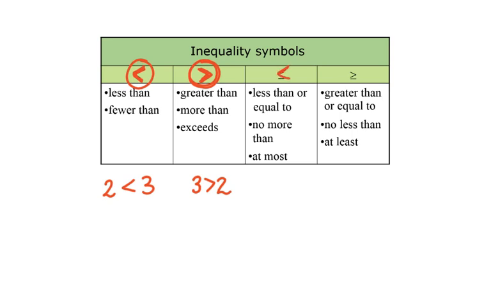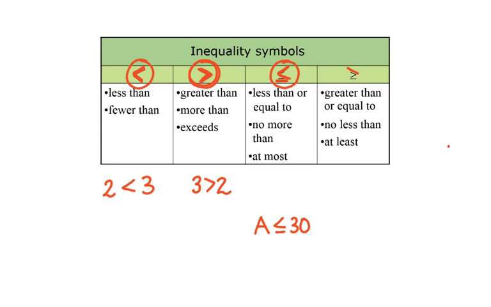If we put a line under the symbol, in this case it means less than or equal to. So I could say something like, my age is less than or equal to 30. That means either I'm 30 or I'm less than 30. It's any number that's less than or equal to 30. Another way in English you can say that is my age is not more than 30, or my age is at most 30. All of those phrases mean the same thing.